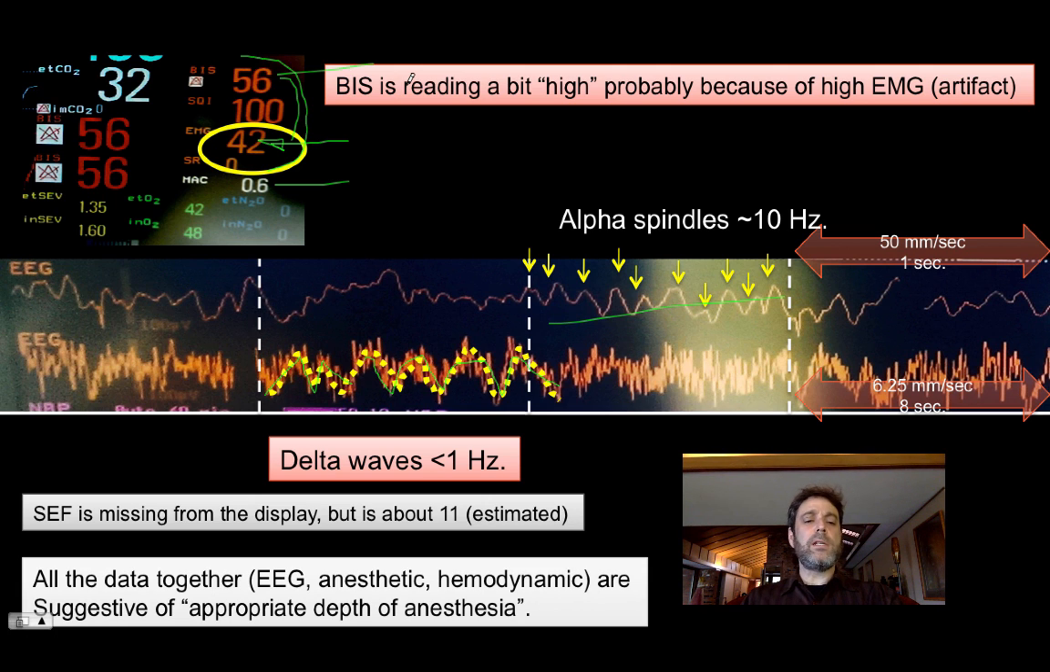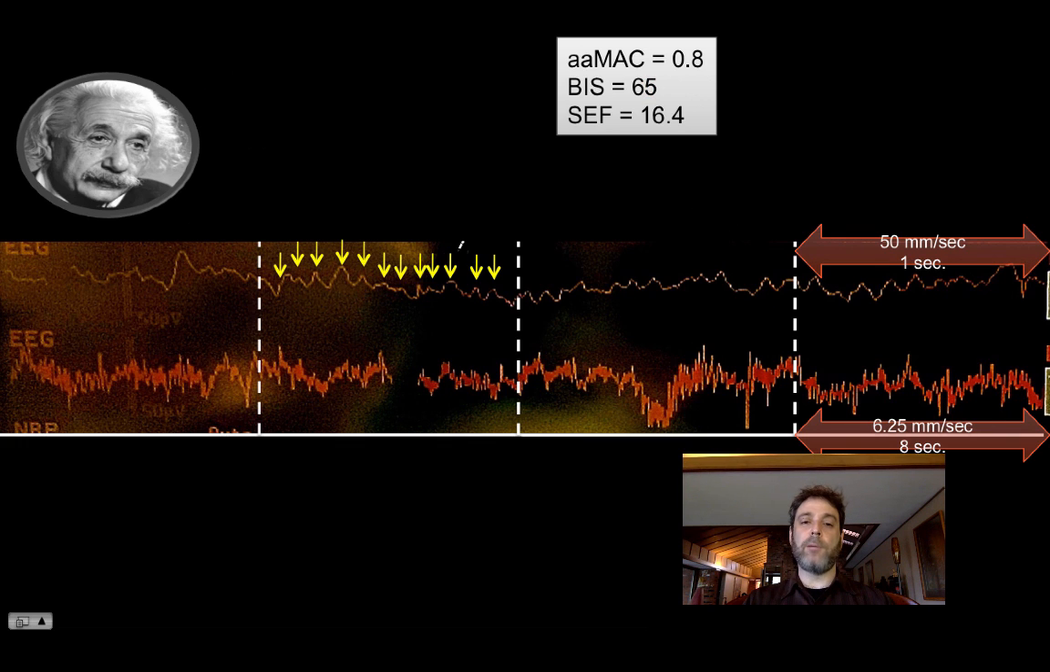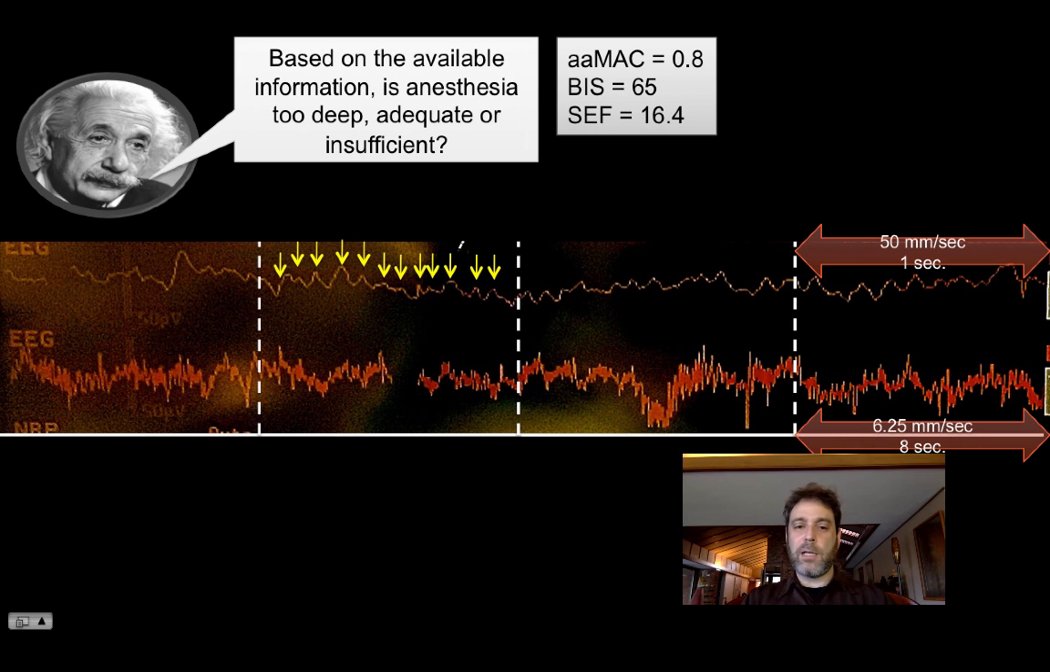So taking all these data together, I would put to you that anesthesia is adequate and no change is needed. We can safely proceed as we are. How about this example? So here is the information at our disposal. We're at 0.8 MAC, and here the BIS is reading 65. Golly gosh, what shall we do? Now the spectral edge frequency is also on the high side at 16.4.